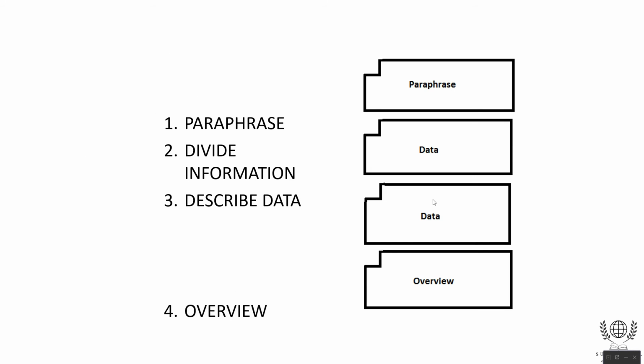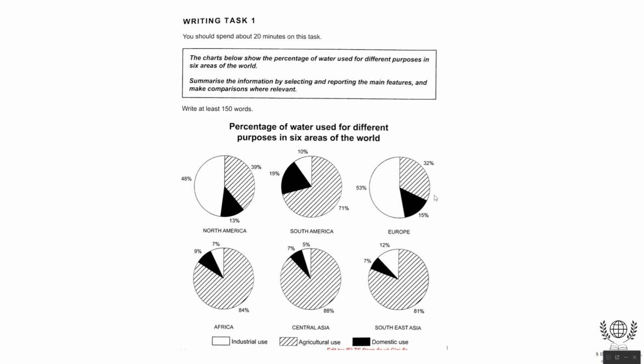Let's take a look. So that overview, remember, has no opinions. We don't put any opinions, right? And we can use this 4-step approach for all Writing Task 1. In Module 2, we will still use the same approach when describing maps and processes. So let's take a look one more time at another graph.